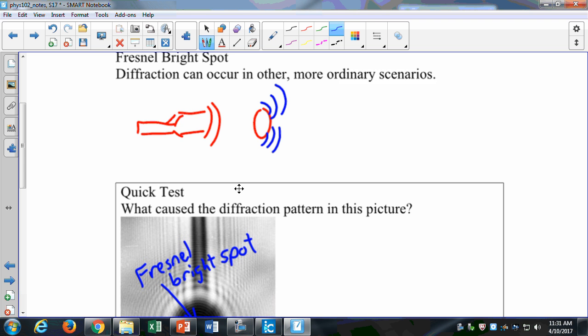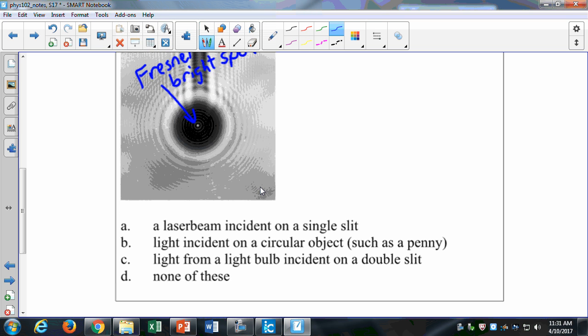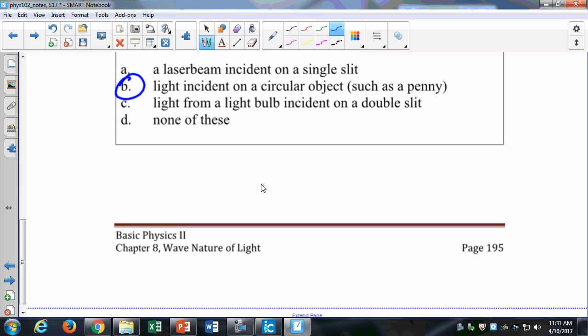You may or may not see a question. If you do, it'll probably be just something like this one, like a figure, and I just ask you what has caused this pattern. And what has caused this pattern, by the way? Is it a laser beam on a single slit? No, right? It's not on a double slit. It's actually going to be light incident on a circular object, such as a penny. Just know that that exists, that these other types of diffraction occur. They can occur in other geometries, but the idea is still the same. Light travels, and it travels at different path lengths. I think that's the end of that chapter.